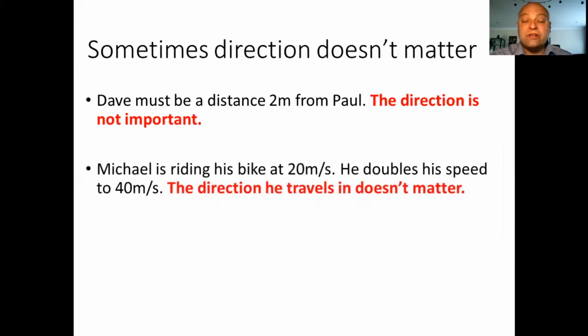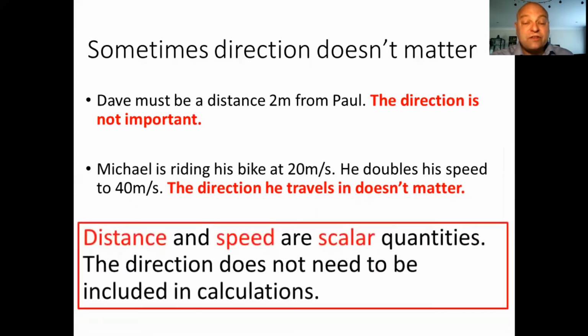Likewise, Michael is riding his bike at 20 meters per second. He doubles his speed to 40 meters per second. Doesn't matter which way he's going, he still doubles his speed. Direction doesn't make any bit of difference. So distance and speed are scalar quantities. The direction does not need to be included in calculations.